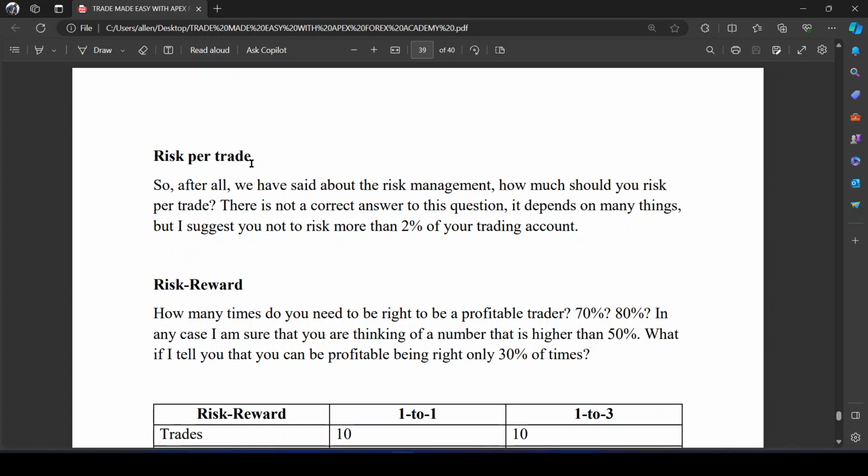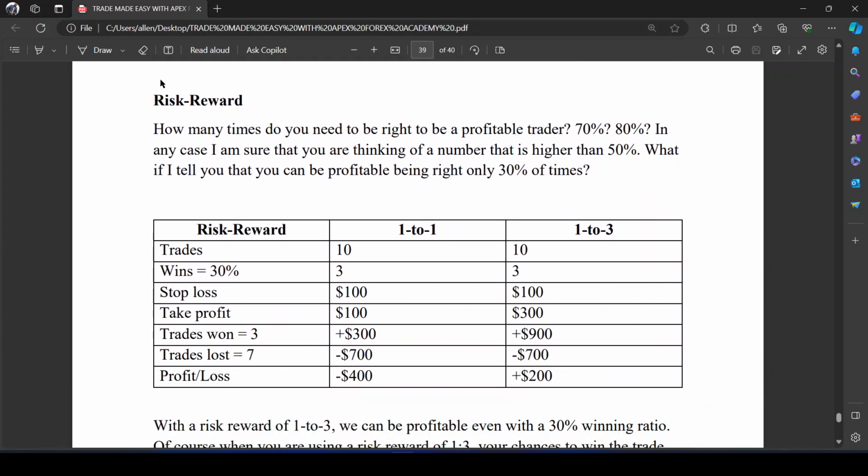All right, perfect. So the next major point we're going to look at is risk to reward. Very, very important for you to understand this.